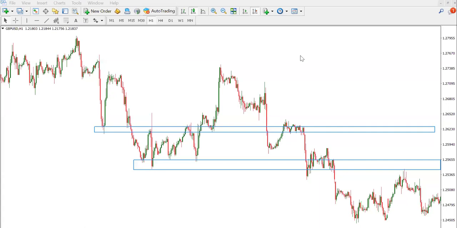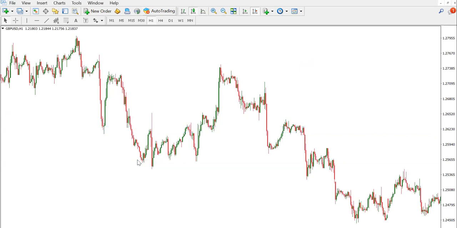What I'll be covering next would be horizontal, diagonal support and resistance, which would include trend lines, trends, and channels.